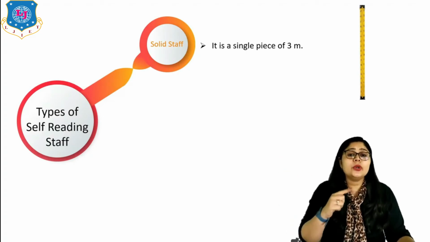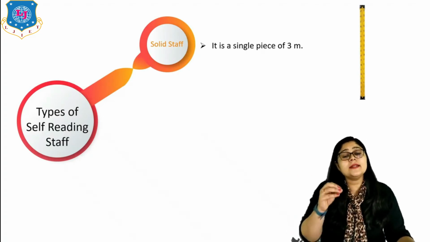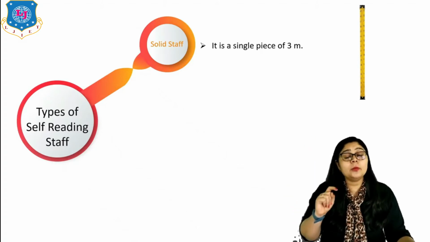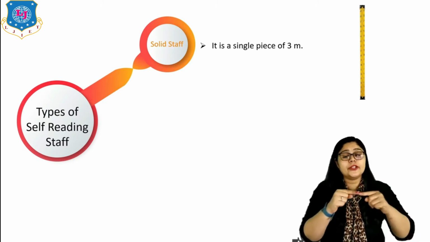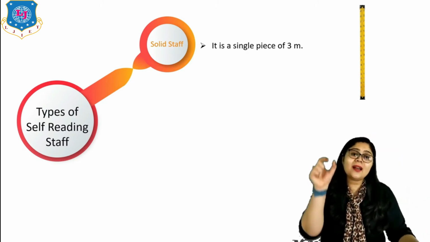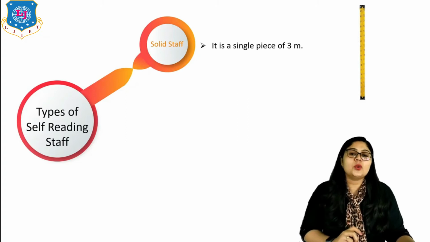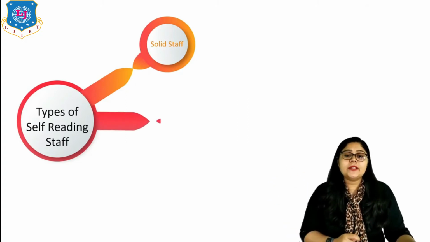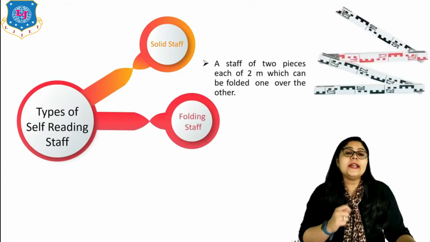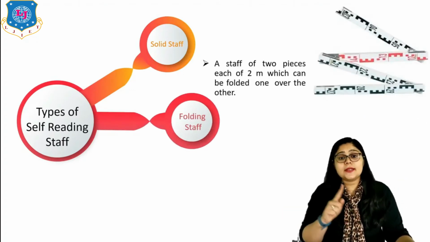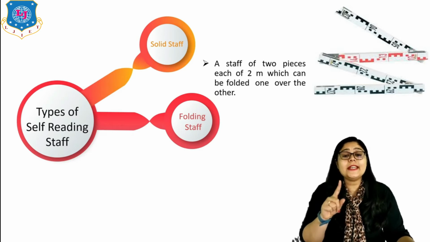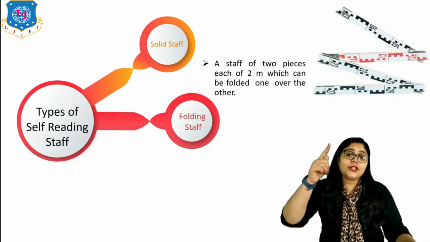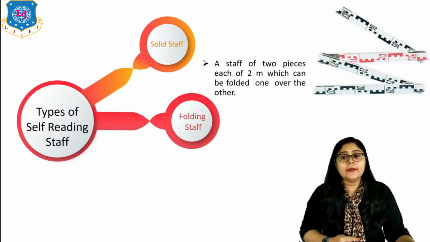Here on screen you can see the first type is the solid staff. It means, as you see on screen, it is a single piece of 3 meter height, right? Here the graduations are from 0 to 3 meter and a single rectangular strip is provided. That is known as the solid staff. The second type is the folding staff. Here you can see a staff of 2 pieces, each of 2 meter, which can be folded one over the other, as you can see on this screen, right?